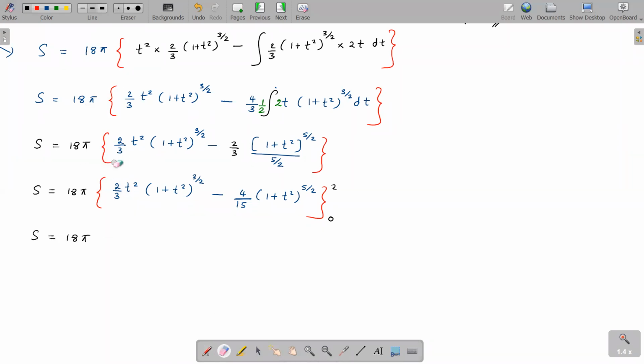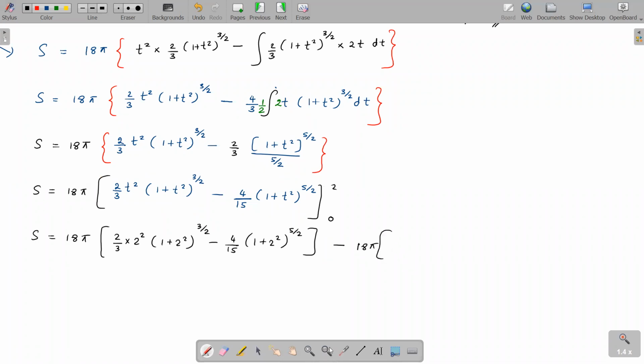So we use the square bracket here. 2 over 3 into 2 square, 1 plus 2 square to the power 3 over 2, minus 4 over 15, 1 plus 2 square to the power 5 over 2. Then minus the second limit, 18 pi. I think you can see when you put 0 here, 2 over 3 into 0, this whole term becomes a 0. Minus 4 over 15 into 1 plus 0 to the power 5 over 2.